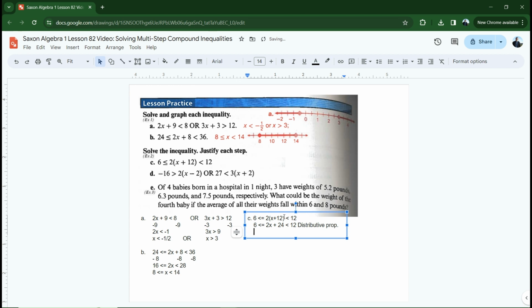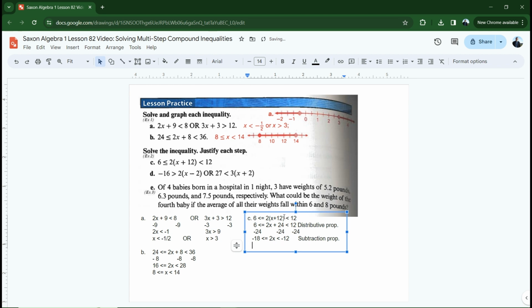Next, I'm going to subtract 24 from all sides. So it's going to be minus 24 there, minus 24 in the middle, and minus 24 on the right. So I'm going to end up with 6 minus 24 is negative 18, is less than or equal to 2x plus 24 minus 24, which is just 2x, is less than negative 12. That was the subtraction property of equality, okay?